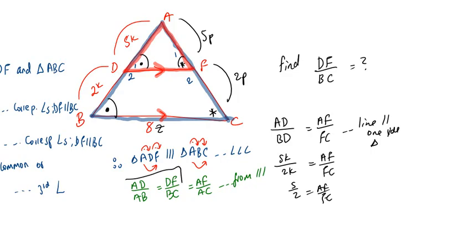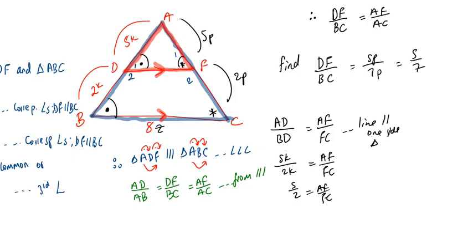You just need to choose two things. You can either choose these two or you can choose these two. So I'm going to choose to use DF. I'm just going to say therefore DF over BC is equal to AF over AC. Now what is AF? AF is 5p. What is AC? AC is 7p. So therefore the answer there will be 5 over 7. Then you are absolutely done.